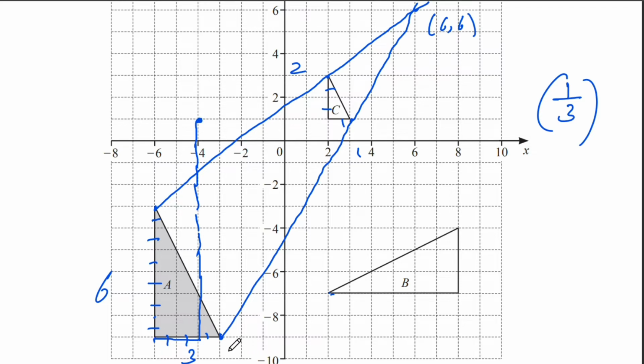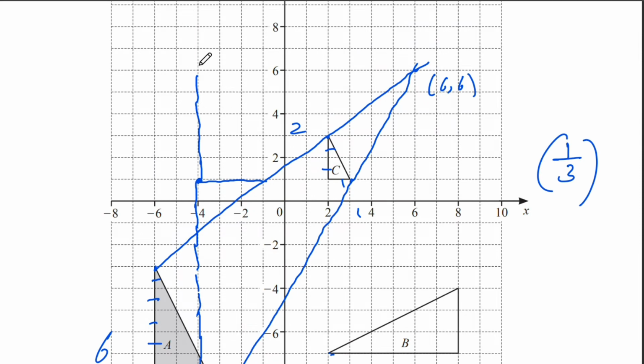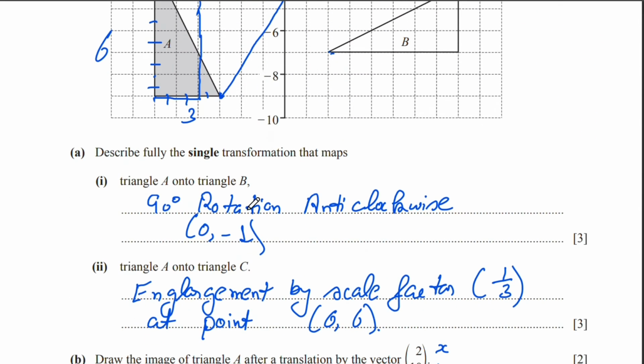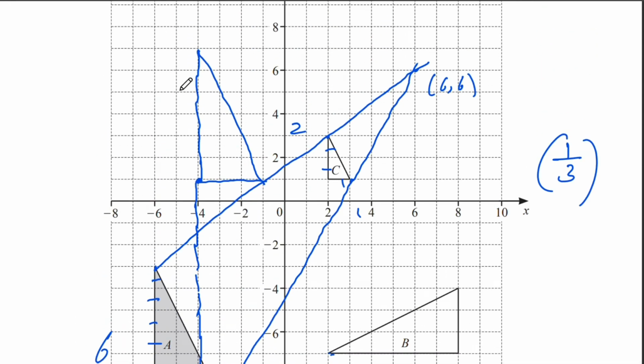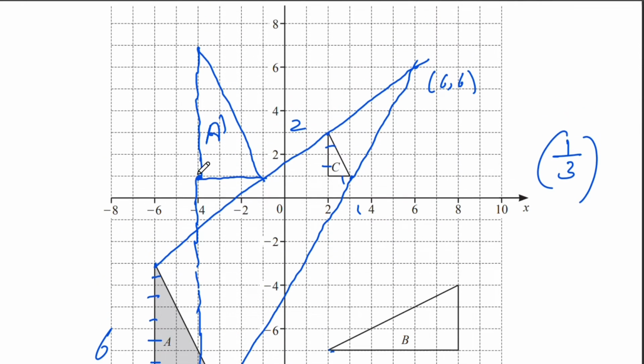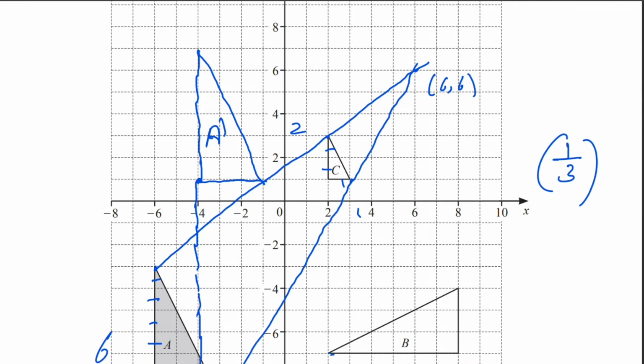And then 1, 2, 3. So three points. You just now complete the triangle. Now this is 6, so draw 6. You can see our triangle is complete. So this is a complete translation by the vector (2, 10). You can label this as A dash, the image of A, or you can say translation by the vector (2, 10).